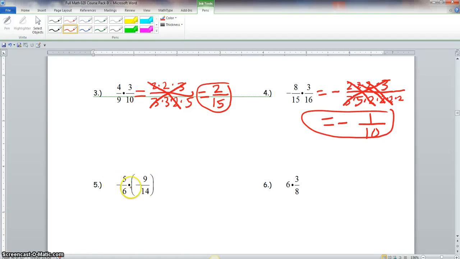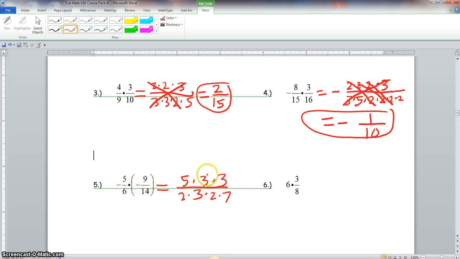Again, with problem number 5, our answer is going to be positive. So what we need to do here is the prime factorization of 5, which is 5, and the prime factorization of 9, which is 3 times 3. Now the prime factorization of 6 is 2 times 3, and the prime factorization of 14 is 2 times 7. Because we know our final answer is going to be positive, we don't need to write the negative signs.